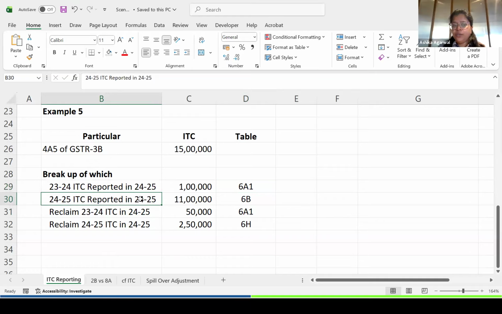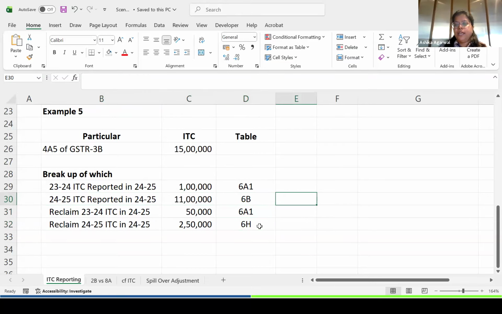But when it's related to current year, they are asking us to divide into fresh and reclaim. Fresh, they are asking to report in 6B. Fresh means first time when you are availing. When you are doing reclaim, they are asking us to report in 6H. The reason is to do the reconciliation with table 8.